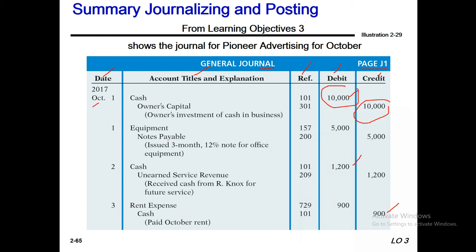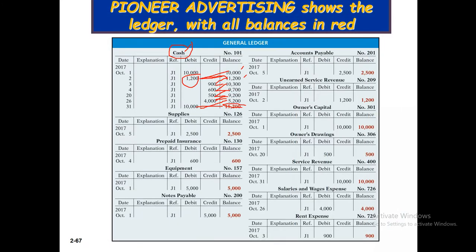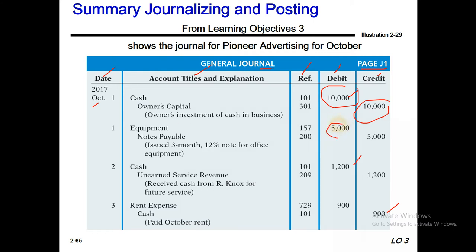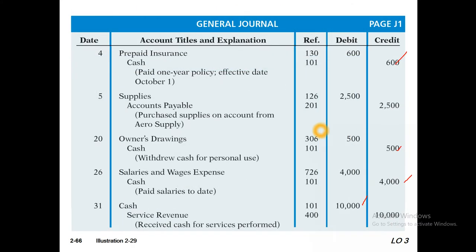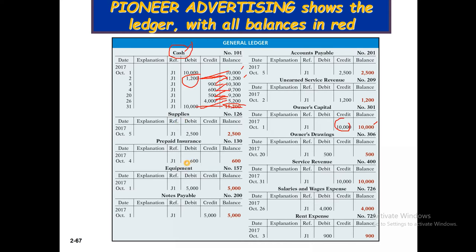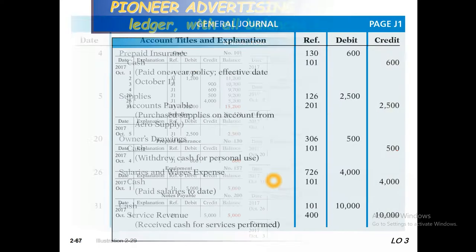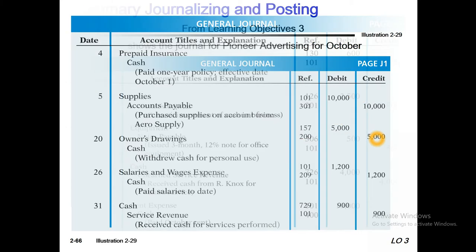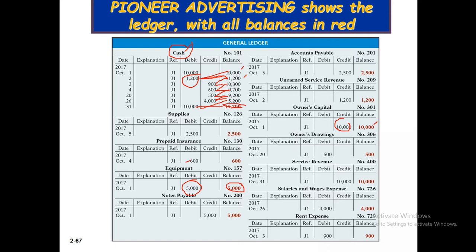Suppose here owner's capital is a credit of 10,000. So you can look here, this is owner's capital, and this must be a credit balance. Another one, equipment 5,000, is a debit, so this must be a debit balance. Also the note payable of 5,000 is a credit balance. In such a way we are preparing this ledger.